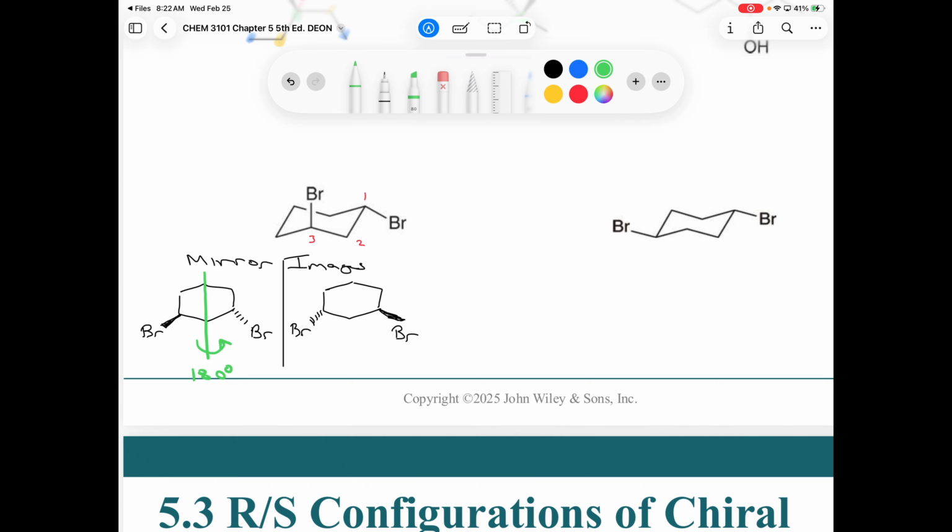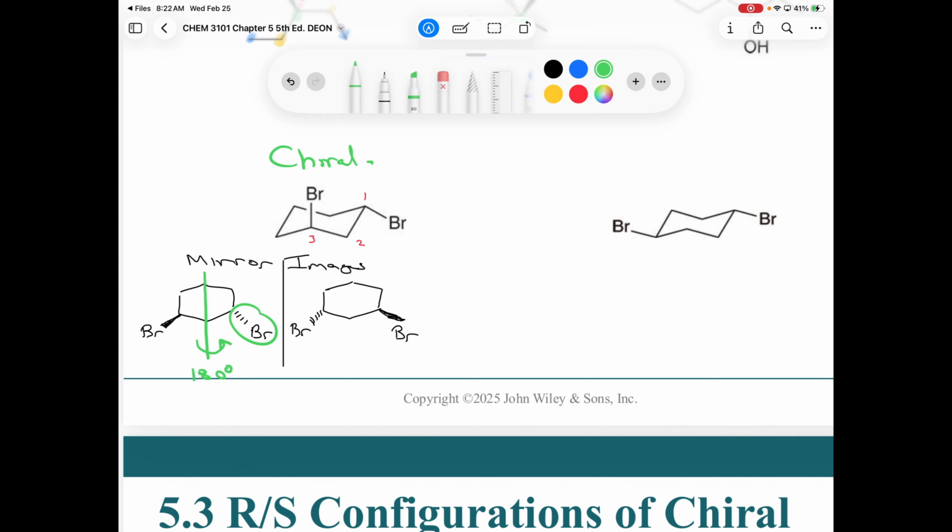No, they won't. Because this bromine that is pointing down, when you flip it, it's going to be pointing up. Right, Eric? Okay? So these two compounds would be enantiomers of each other. They're non-superimposable mirror images. And so this would be a chiral molecule.